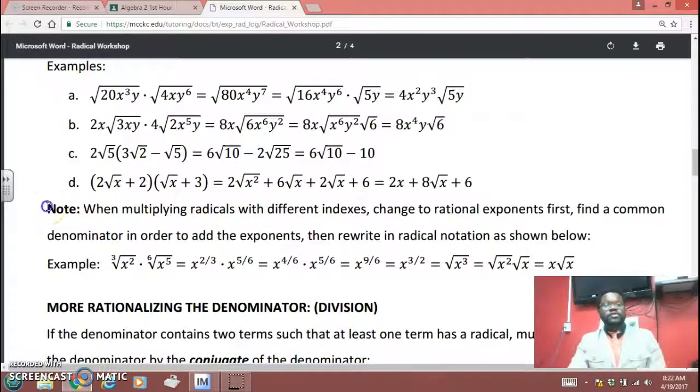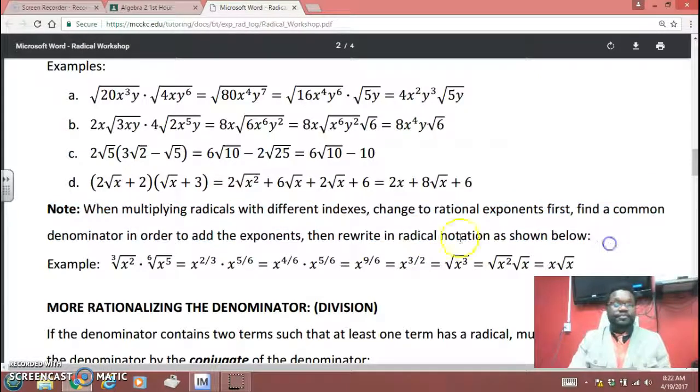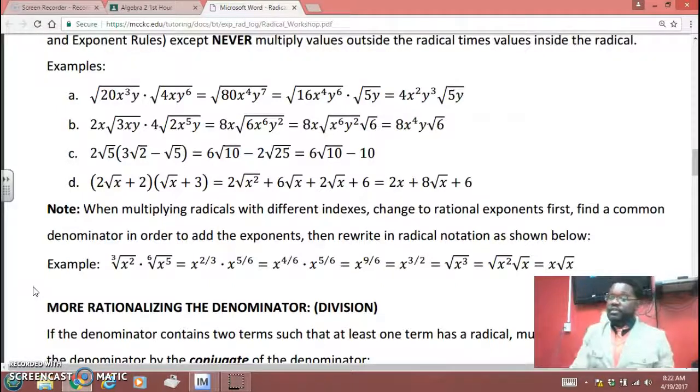So this is important. So here's a hint. You can say hint or note. Alright? When multiplying radicals with different indices, change to rational exponents first. Find a common denominator in order to add the exponents. Then rewrite the radical notation as shown below. Okay. Let's take a look at this. Alright?